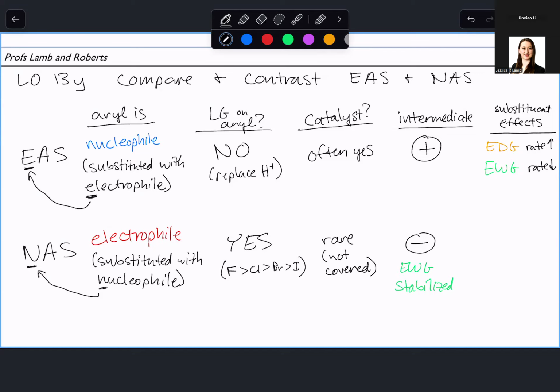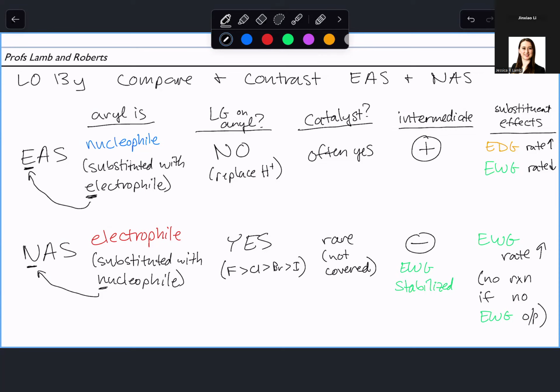NAS is now the opposite. If we have these electron withdrawing groups, it makes the rate go up. And there's no reaction if there are no electron withdrawing groups in those ortho-para positions. Again, that relates back to the fact that the ring is now the electrophile. So making the electrophile more deficient makes it better at its job. The rate goes up. Okay?